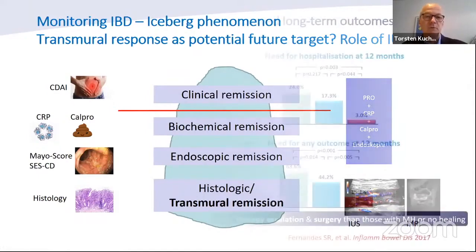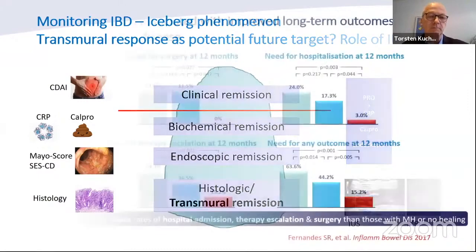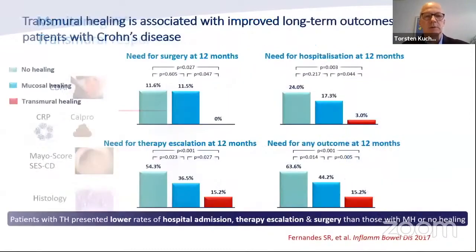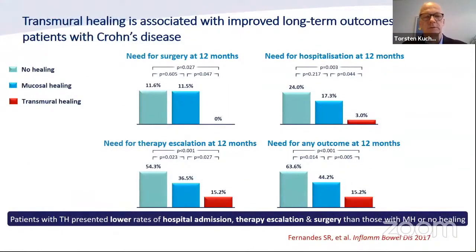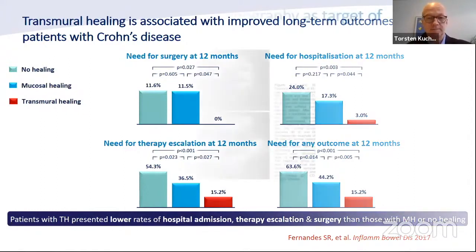Transmural remission becomes more and more important because there are more and more data showing that transmural healing is predictive for a better long-term outcome, as this has been shown in this trial here, where you see the red bar is transmural healing here. If you compare it with mucosal healing and no healing, the need for surgery after 12 months, need for hospitalization, a need for therapy escalation, or need for any outcome is much better in patients with the red bar here who had transmural healing compared to no healing, or even also compared to mucosal healing.